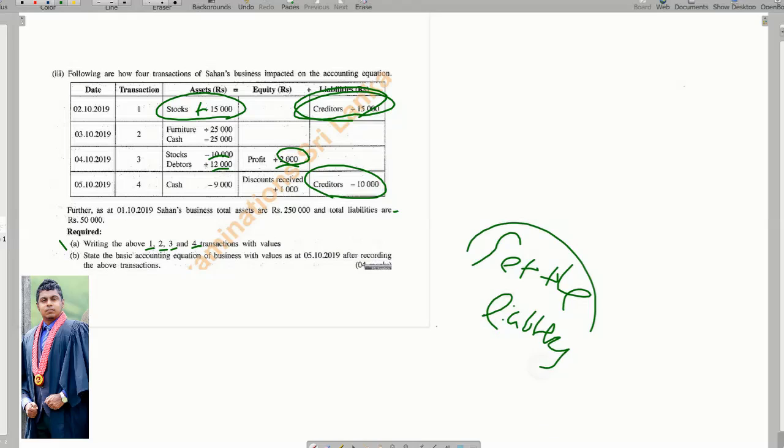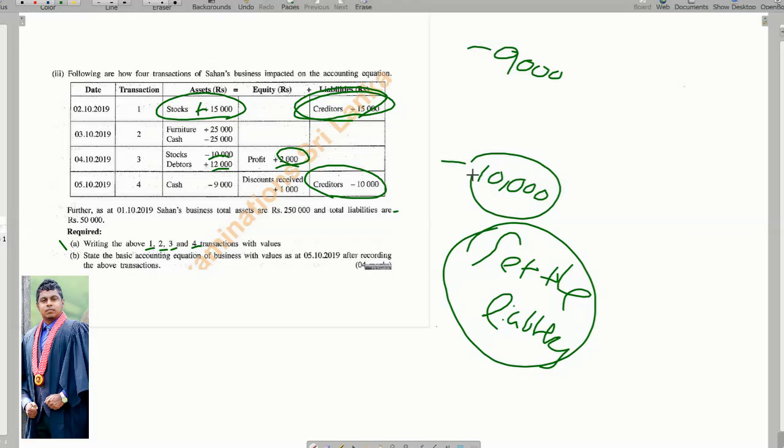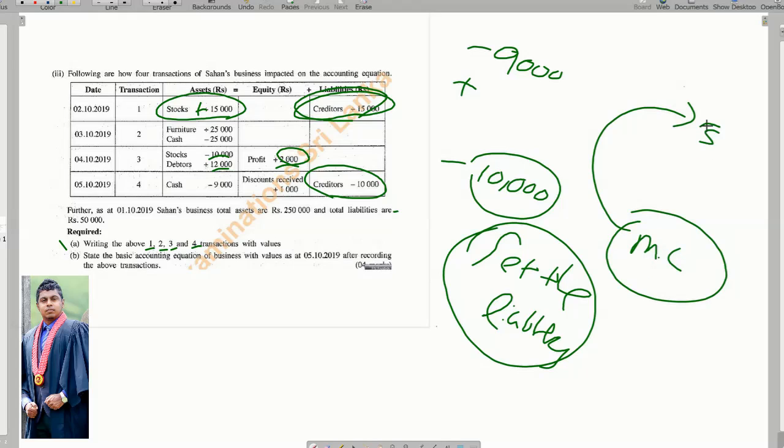Therefore we can say that now we are going to settle that liability by using cash. But here you can see that cash is decreased by 9,000, but total creditors are deducted by 10,000. So in that case under the equity column it says that discount received is 1,000. So what do you mean by the discount received? Discount received means normally when we are going to settle that amount, the relevant supplier is giving a discount, right?